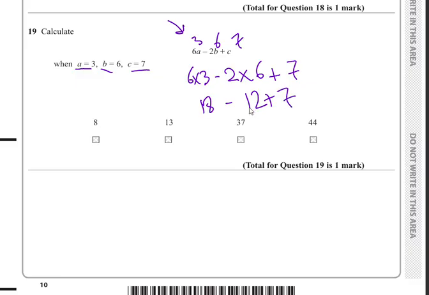So 18 minus 12 is 6. 6 plus 7 is 13. The answer is 13.